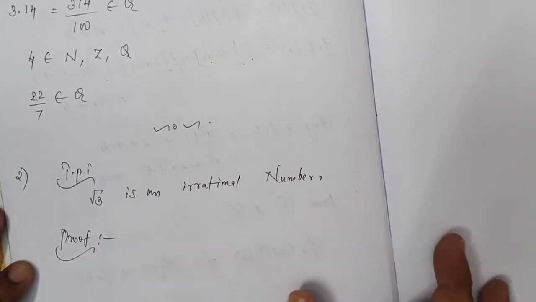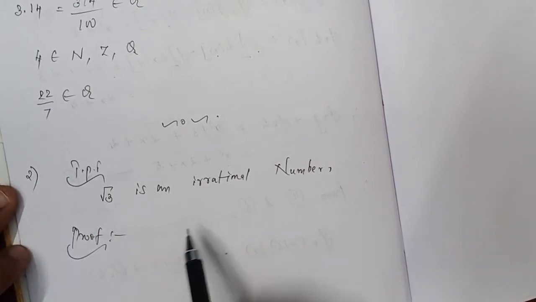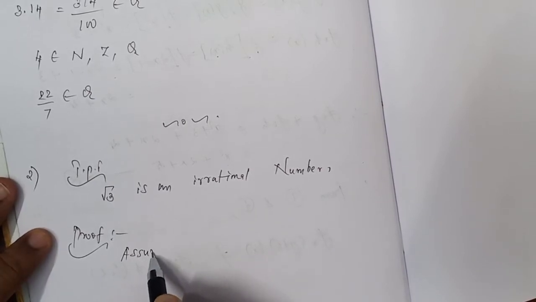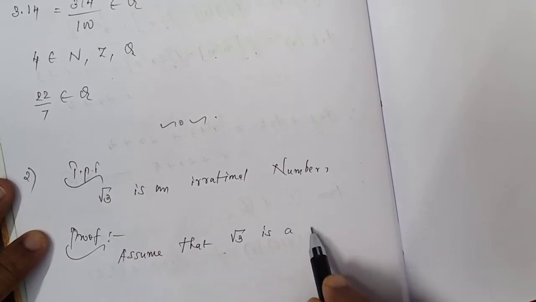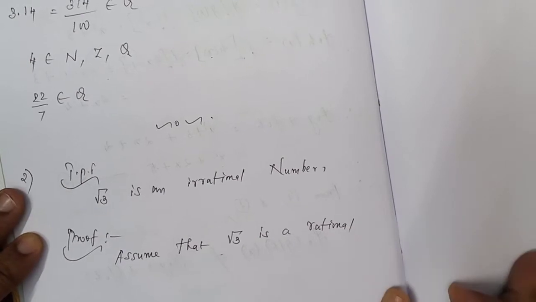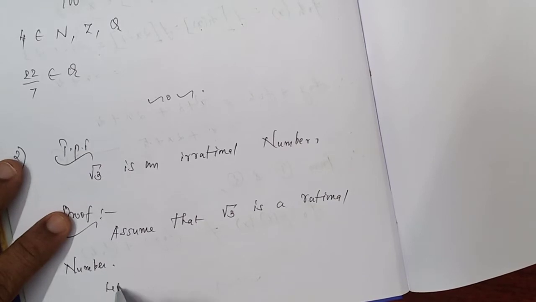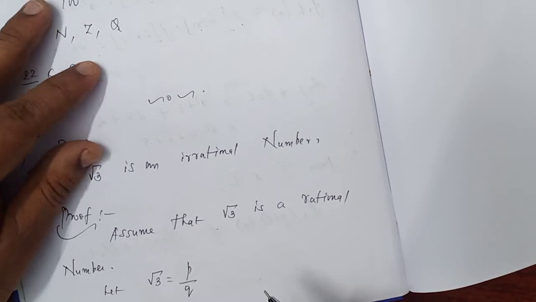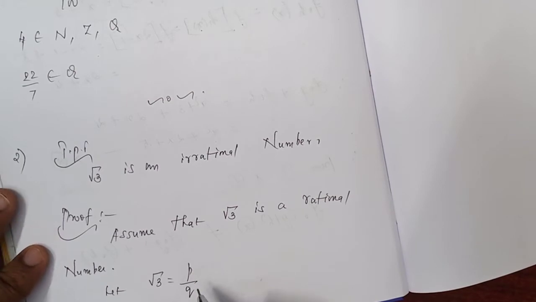We can prove this result by contradiction. That means I am assuming that root 3 is a rational number. Assume that root 3 is a rational number. That is, you know the rational number format, that is P by Q, where P and Q are integers. They don't have any common factor other than 1.